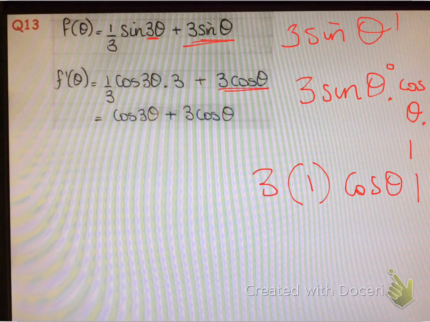Okay, tidy that up. So you've got a third cos 3 theta by 3. The 3's divide into each other and you just get cos 3 theta plus 3 cos theta. So that's the first part. Then it says, hence, find positive integers a and b such that the derivative of the function is a cos b theta.